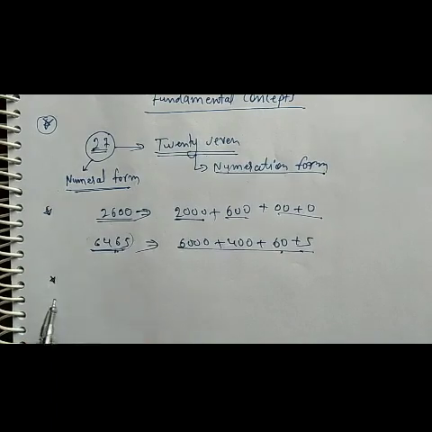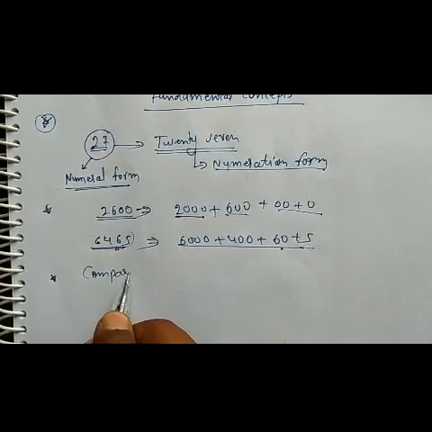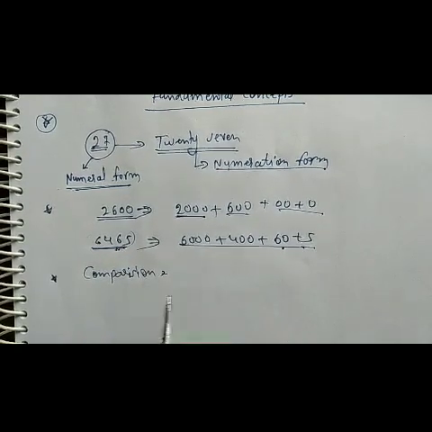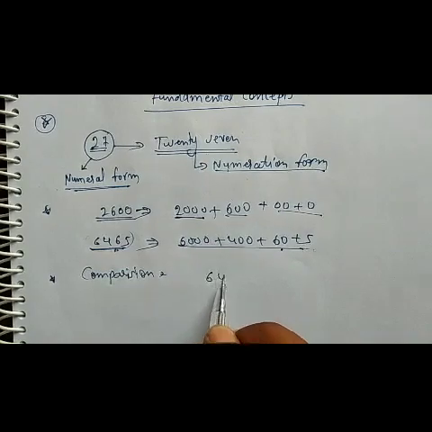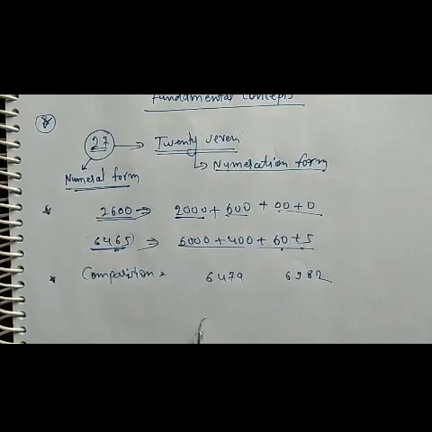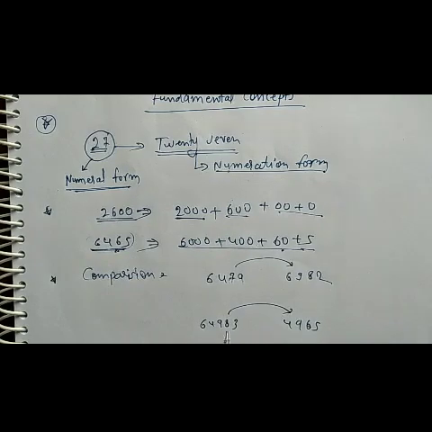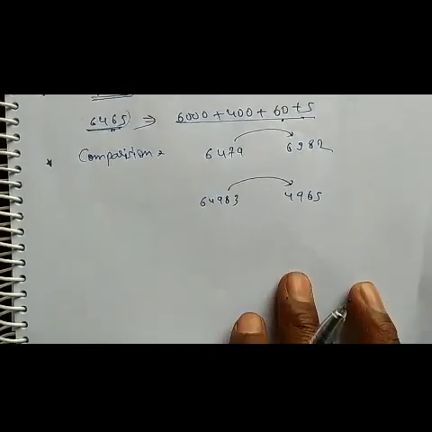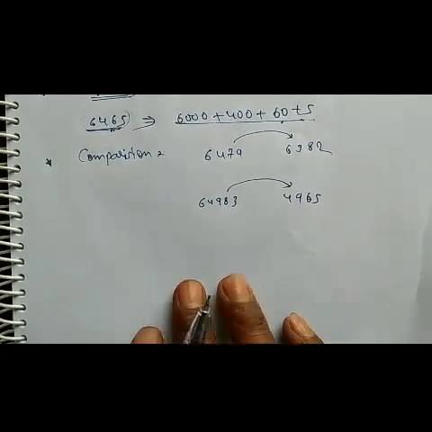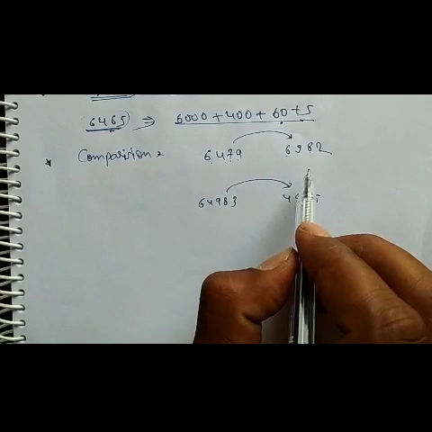And then the next point is comparison of numbers. How will we compare numbers? Suppose there are two numbers, 6479 and 6382, and 6498 and 3496. We have to compare these pairs. In order to compare numbers, first of all we look at the digits of the numbers. In this number there are 4 digits, in this number there are 4 digits also.